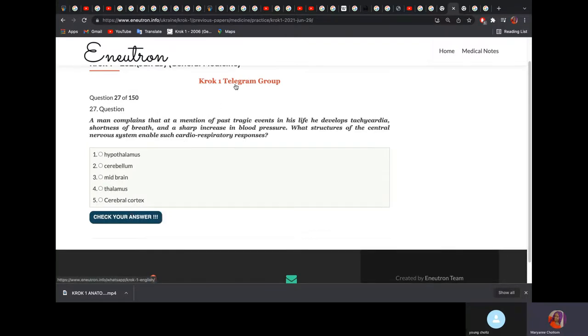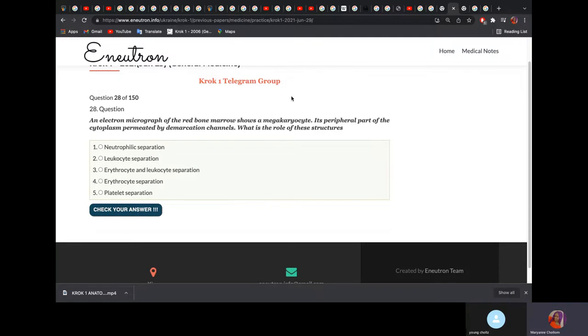A man complains that at the mention of past tragic events in his life, he develops tachycardia, shortness of breath, and a sharp increase in blood pressure. What structures of the central nervous system enable such a cardiorespiratory response? So it's the cerebral cortex, because I told you that we have a little voluntary control of our heart rate and our blood pressure, but it's very, very little, and you can only activate it when you are in emotion, you are thinking, or you are excited, maybe because you got proposed to. But normally, the main regulation is involuntary, but you have a little voluntary control, so it will be the cerebral cortex.